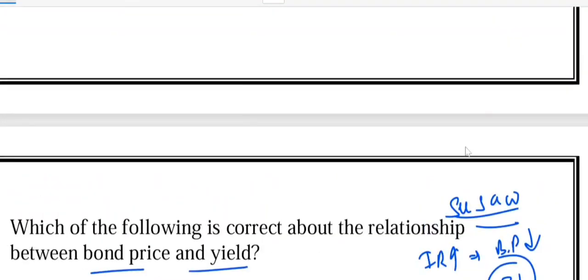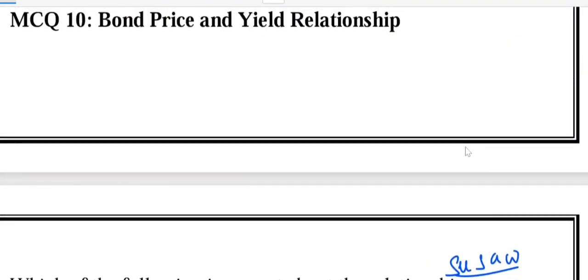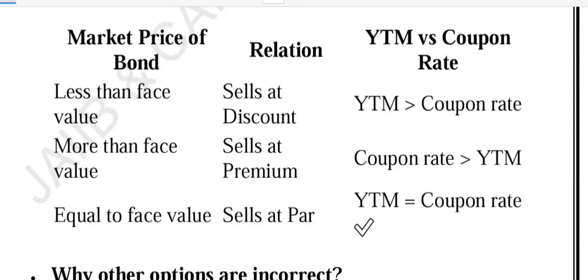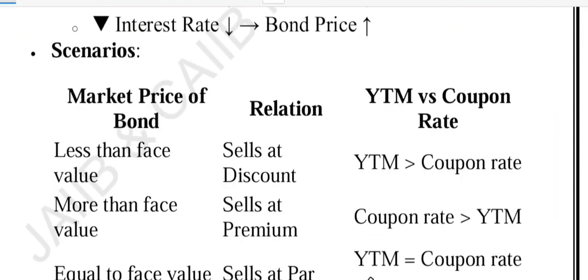So there are three bond price scenarios. Let me show you the table. See this table. These are the three scenarios. This is not just an MCQ session. I'm trying to give you the concept that will help you solve such kinds of questions.